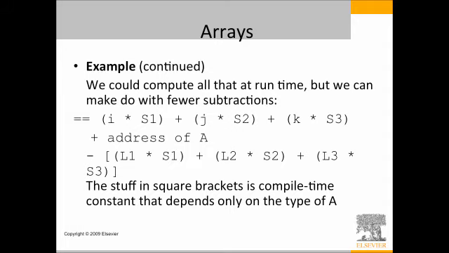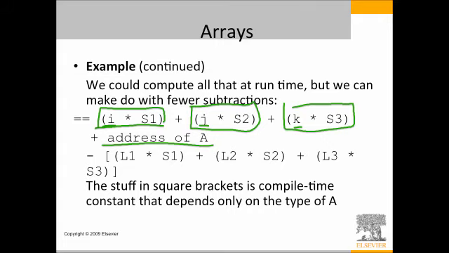Okay, so continuing with the computation, if we have, let's say, the array indices i, j, and k, then what we would need to do in order to get their address is to say, okay, we start with the address of A, and then we need to know the size of the plane to get to the first one. So that's i times S1, plus then the size of that slice, j times S2, and then finally the size of the variable, k times S3.